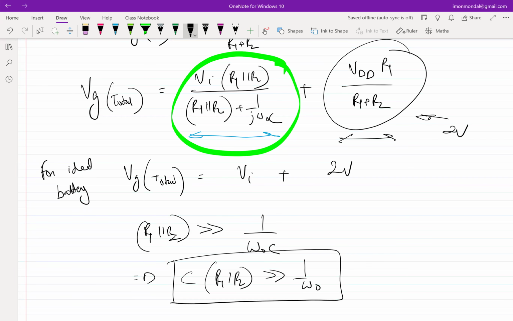If the fraction is 1/2 and we want it to be a 2-volt 2 sine omega t source, then what we can do is we can take a battery of 4 sine omega t. And exactly.